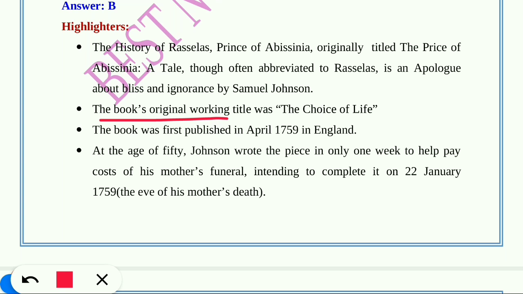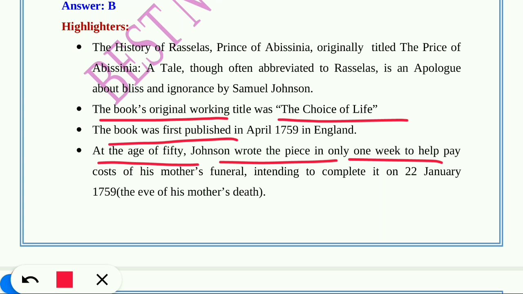The book's original working title was The Choice of Life. The book was first published in April 1759 in England. At the age of 50, Johnson wrote the piece in only 1 week to help pay the cost of his mother's funeral, attempting to complete it on 22nd January 1759, the eve of his mother's death.